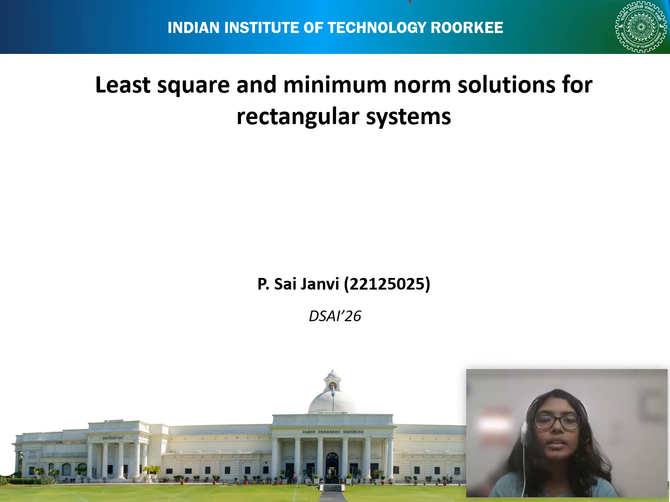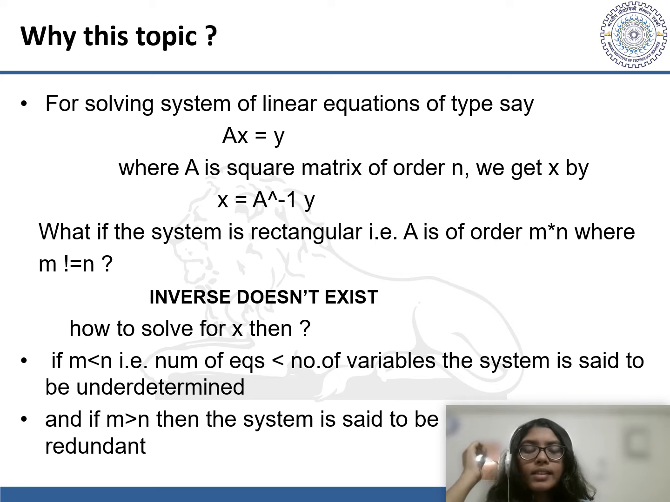Today, my topic related to applied linear algebra is least square and minimum norm solutions for rectangular systems. Now let's delve into this. Firstly, let's discuss the importance of this topic. Why do we need special methods for solving linear rectangular systems of equations?